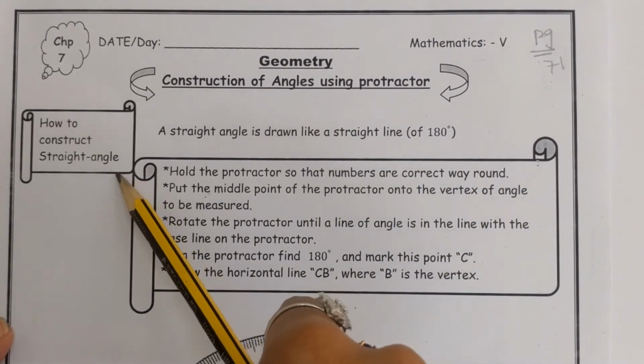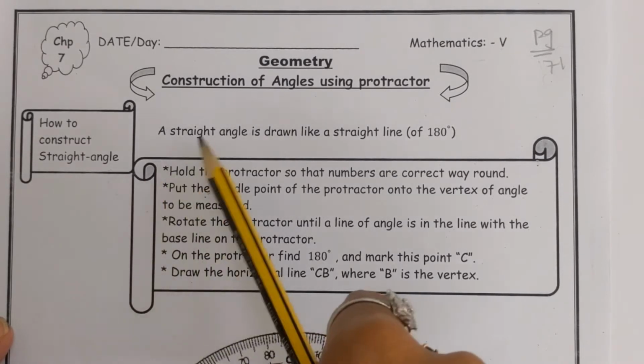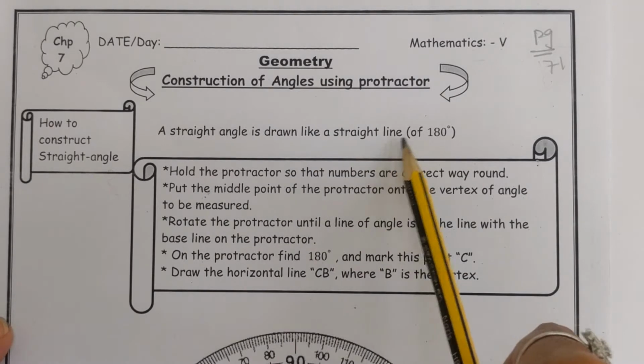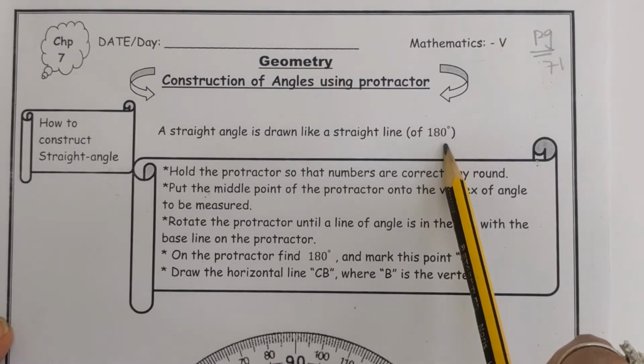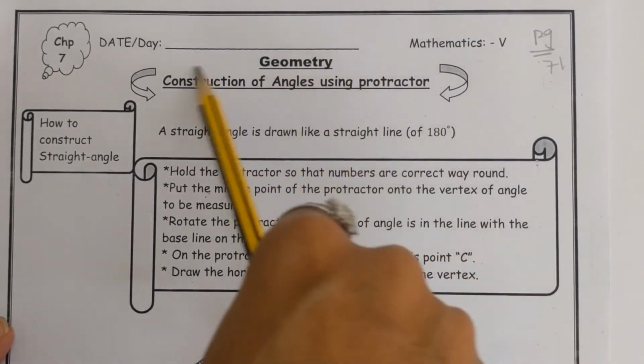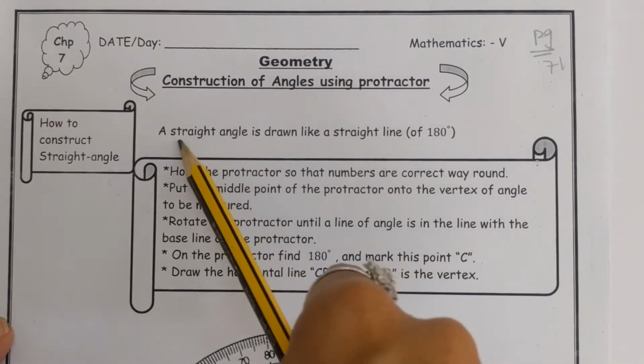Before we start the construction, you should know about the straight angle. What actually is the straight angle? A straight angle is drawn like a straight line of 180 degrees. Straight angle is actually like a straight line like this. This one is a straight line. So by the name you can also guess what a straight angle is.